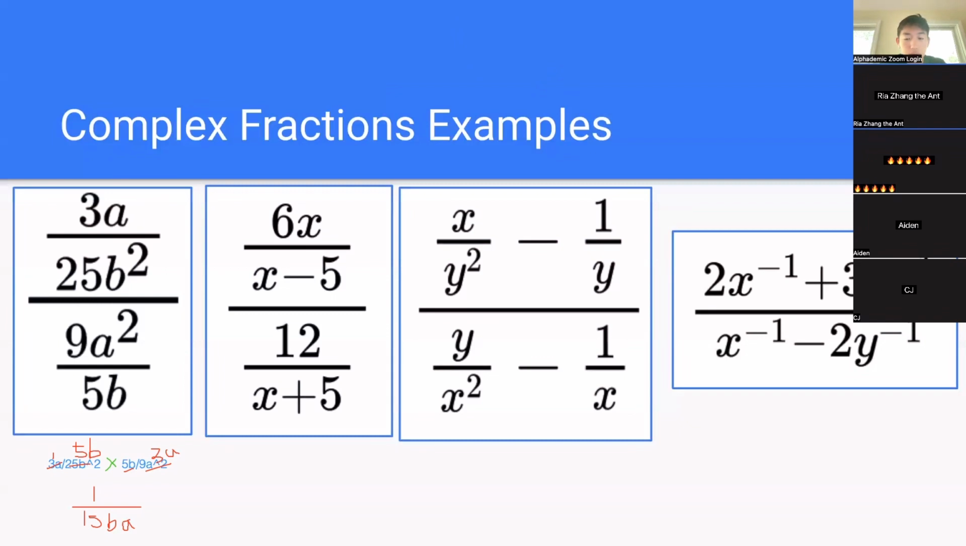Okay. So for number 1, after simplifying, you would get, let me type it down, x times x plus 5 divided by 2 times x minus 5. You would get this by first taking the reciprocal. You would get 6x, and then x minus 5, x plus 5, and then you would get 12 on the bottom.